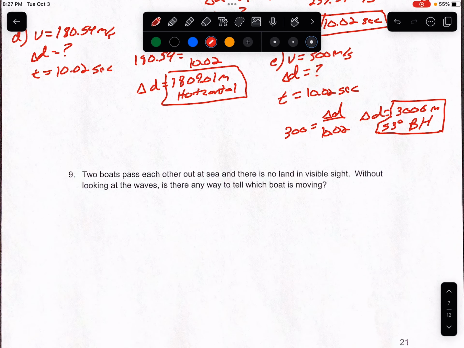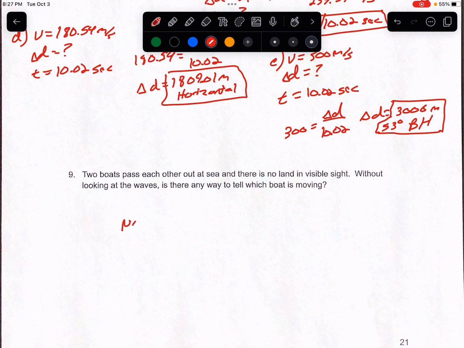Number 9 is more conceptual questions. So this is about frame of reference. If two boats pass each other out at sea and there's no land visible in sight, without looking at the waves, is there a way to tell which boat is moving? So think about when you look out your window and you see things moving, you can tell it's moving because you're comparing it to something else that's standing still or moving. But if you have nothing to compare it to, there's only ocean, you wouldn't actually know which boat is moving at all because you have nothing to compare it to.